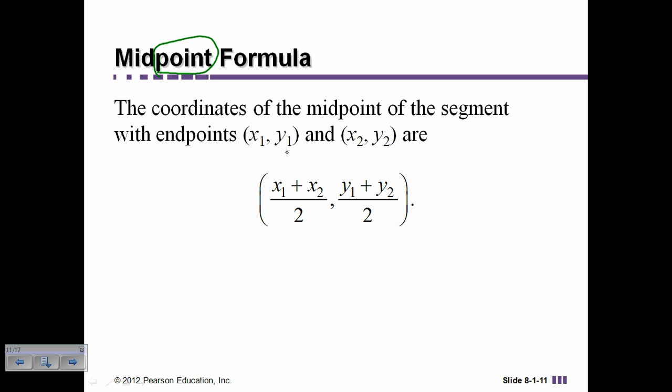So notice that your answer is in the form x, comma, y. So you have to have the parentheses in your answers and the comma in between. So the x and the y that you get for these answers are the middle point between the 2 points that you started with.